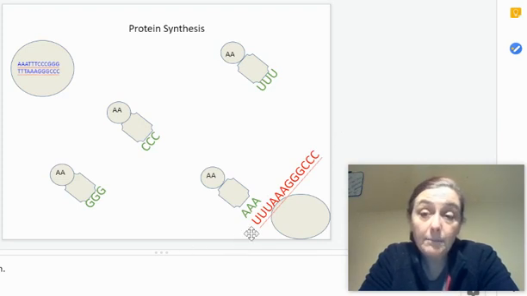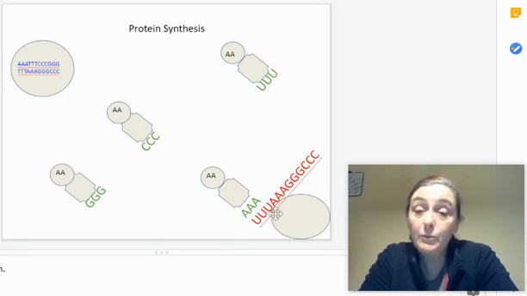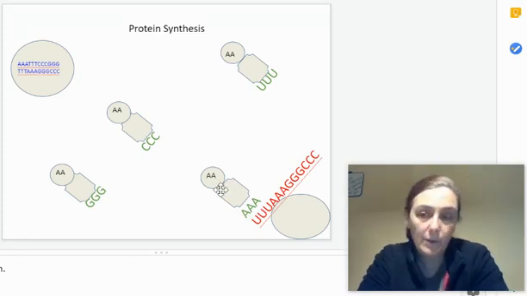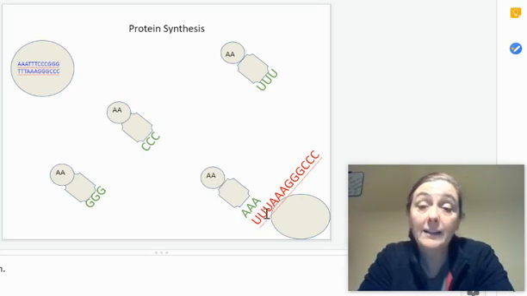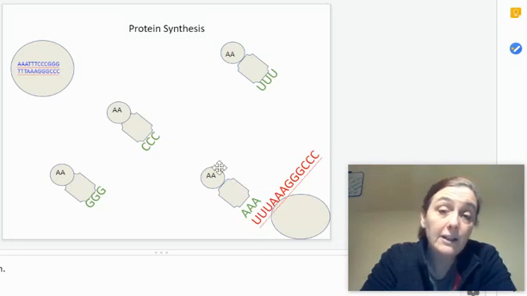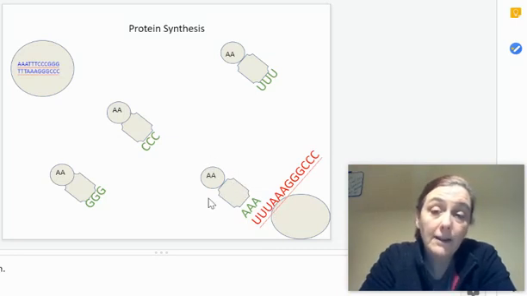or a bacterium or an oak tree. Every living thing on the planet follows the same code. If this is UUU, then this transfer RNA with the AAA is carrying a particular amino acid called phenylalanine. You don't have to worry about the name of the amino acid, just the fact that if this series of bases is a particular thing, it's going to encode for a particular amino acid.